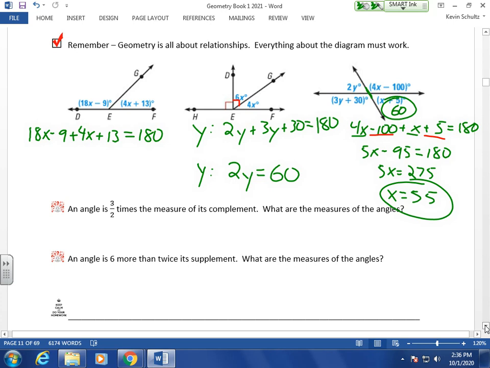The first brain buster. An angle is 3/2 times the measure of its complement. What are the measures of the angles? An angle is 3/2 times the measure of its complement. What are the measures of the angles?